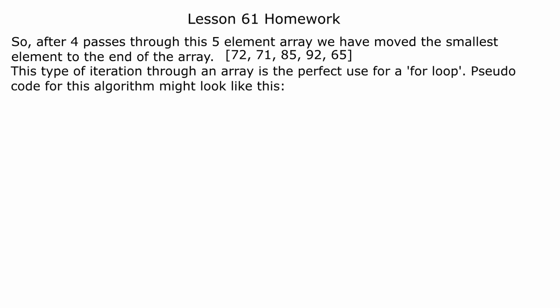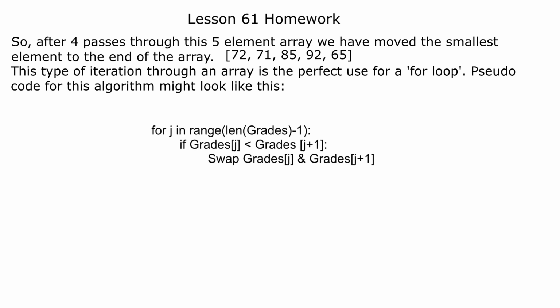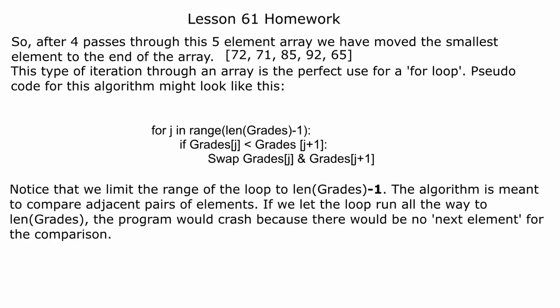This type of iteration through an array is the perfect use for a for loop. Pseudocode for this algorithm might look like that presented here. Notice that we limit the range of the loop to len(grades) - 1. The algorithm is meant to compare adjacent pairs of elements. If we let the loop run all the way to len(grades), the program would crash because there would be no next element for the comparison.